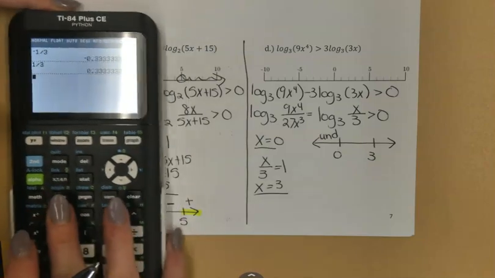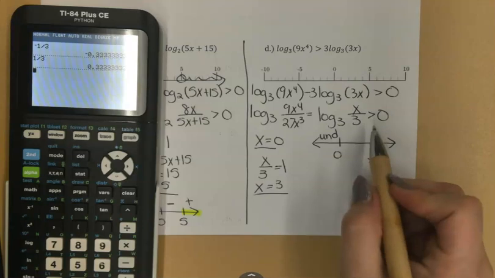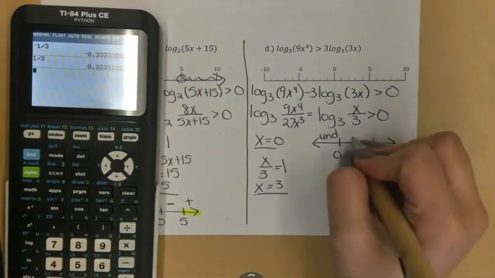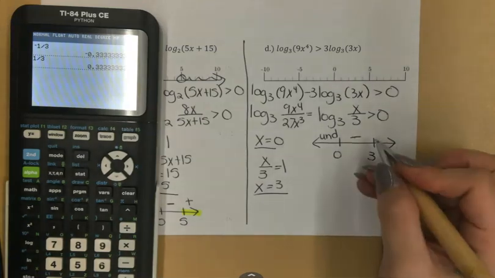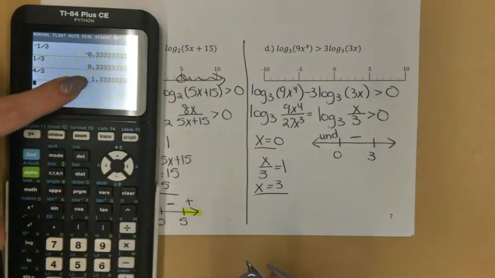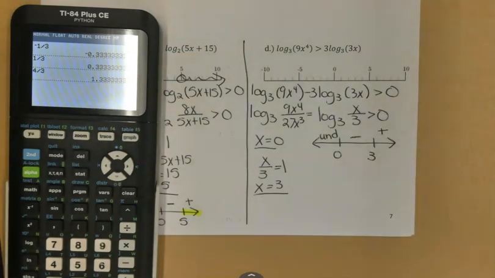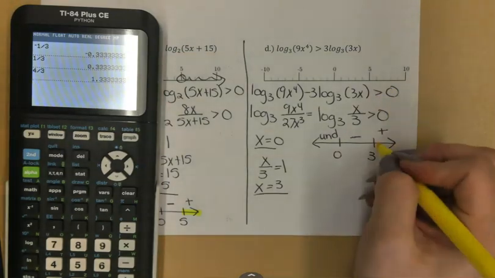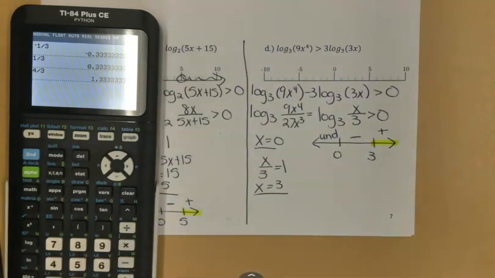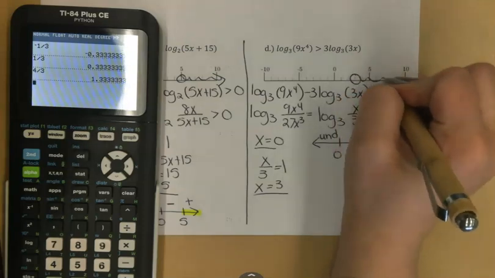Positive 1 over 3, 1/3, that is less than 1. It is positive, but it's less than 1. So I'm going to get a negative exponent there. Then for a number greater than 3, like say 4, again, it's positive, and it's a number greater than 1, so this is going to be my positive values. So again, I'm looking for when it's greater than 0, so that is going to be when x is greater than 3, and I can graph that here.